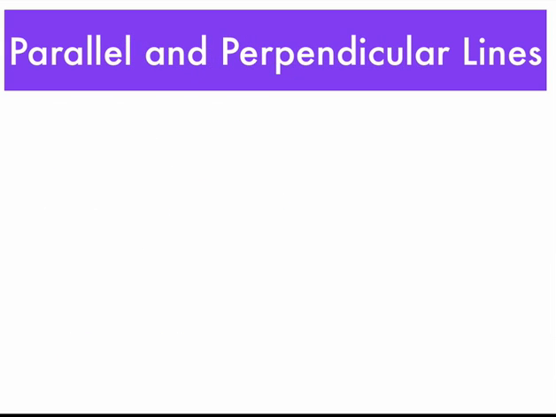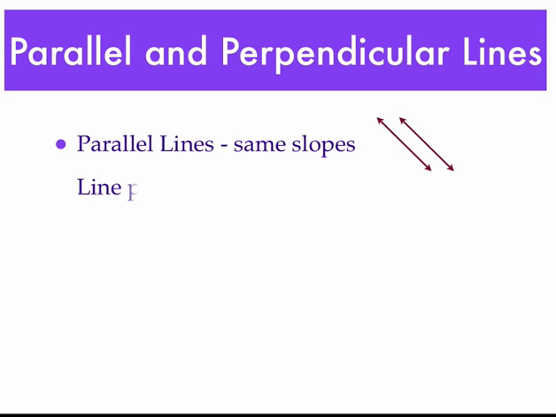2 other things you want to know about slope. Parallel lines have the same slope, but different y-intercepts. If you want a line that's parallel to the line y equals 2x minus 3, that line must have slope 2, because the line y equals 2x minus 3 has slope 2.